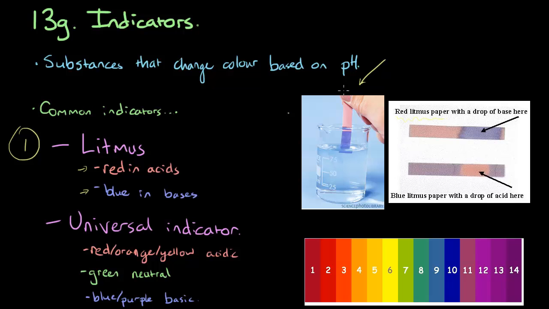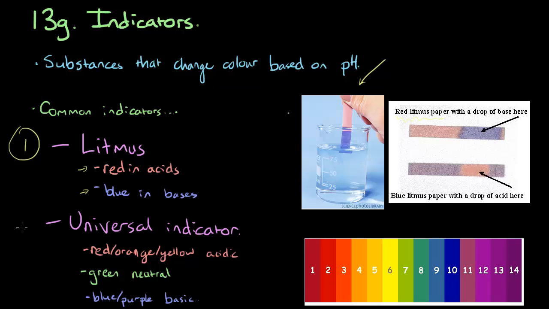So if they dipped this red litmus paper into this solution, and it turns blue, we know it's basic. If they dip the red litmus paper into the solution and it stays red, then either the solution is acidic or the solution is neutral. To figure out whether it's acidic or neutral, you'd have to use blue litmus paper as well.